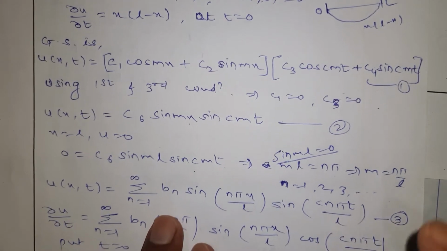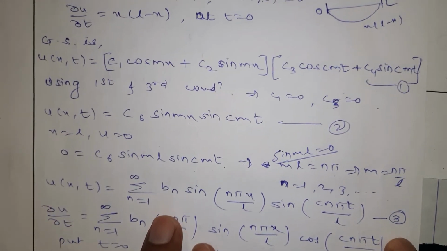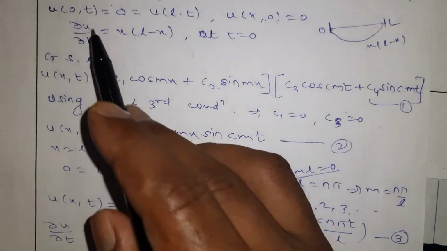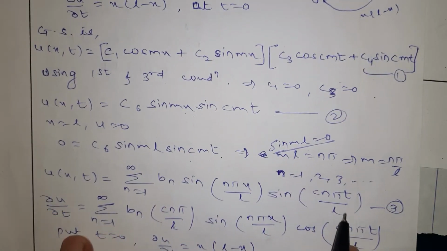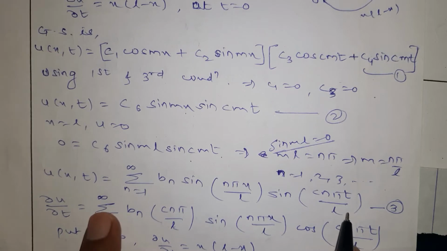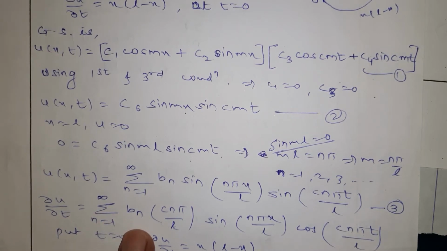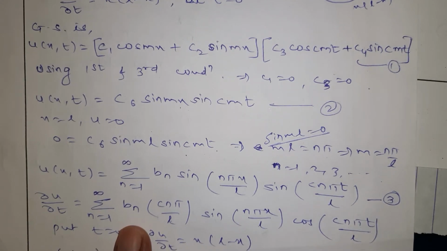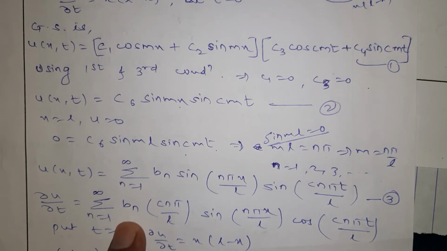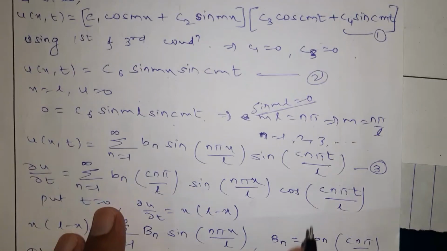This is our next equation. But what is given here? Dou u by dou t is given, so find its derivative. Dou u by dou t is equal to summation n equal to 1 to infinity bn as it is, sin(n pi x upon L) as it is, no problem. What is the derivative of sin(c n pi t upon L)? It is cos(c n pi t upon L) into c n pi upon L. Got it? Now put t equal to 0.